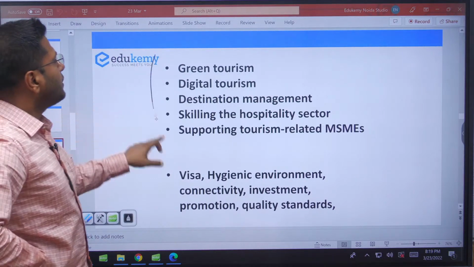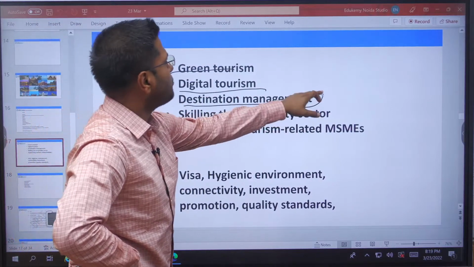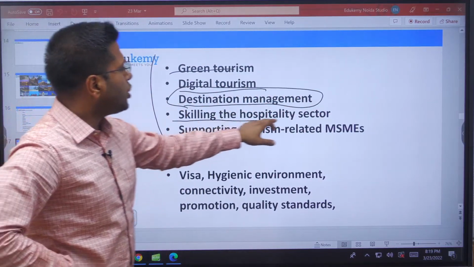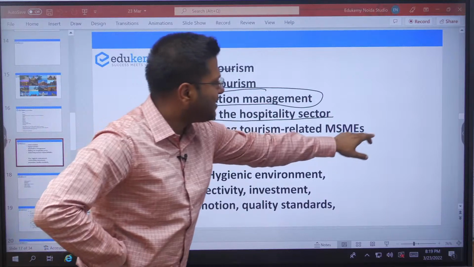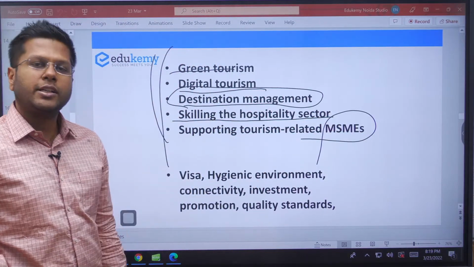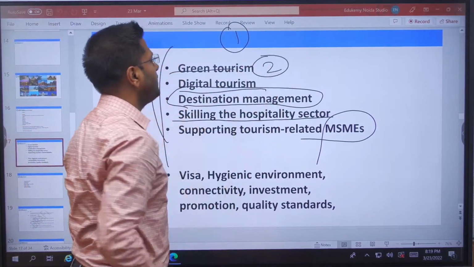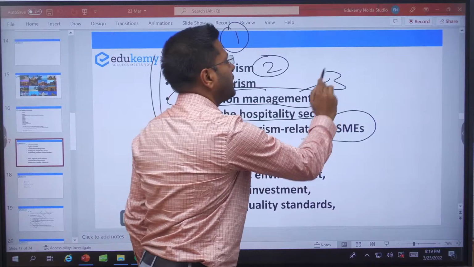Five areas: green tourism, digital tourism that I have just explained, destination management, which is important, skilling the hospitality sector, and MSMEs related to tourism. So these are the five areas of focus for the tourism policy. Green tourism, you've understood. Digital tourism, we have explained. The third is destination management.